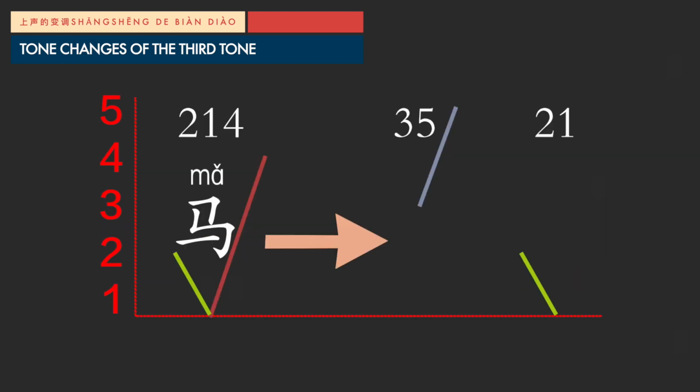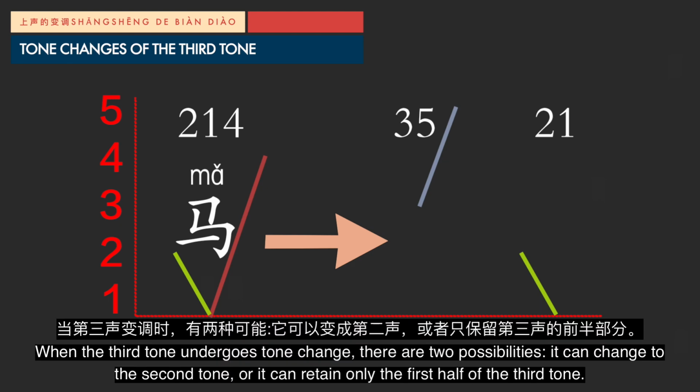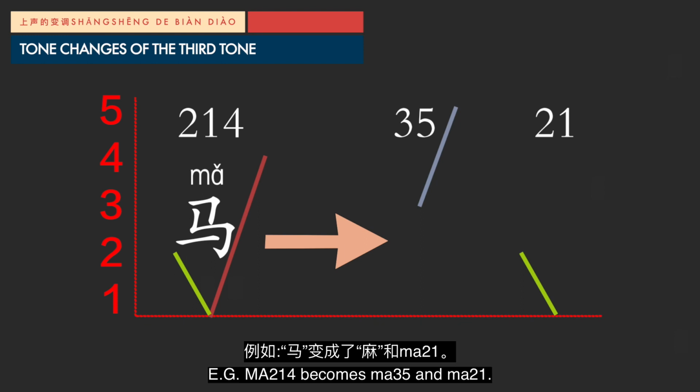When the third tone undergoes tone change, there are two possibilities. It can change to the second tone, or it can retain only the first half of the third tone. For example, 马 becomes 马 and 马.